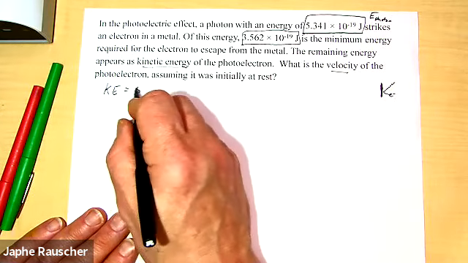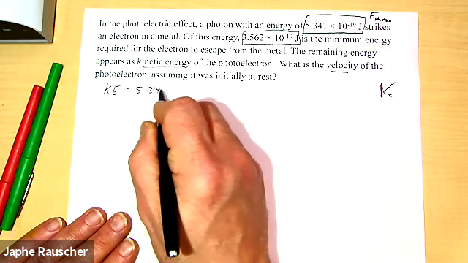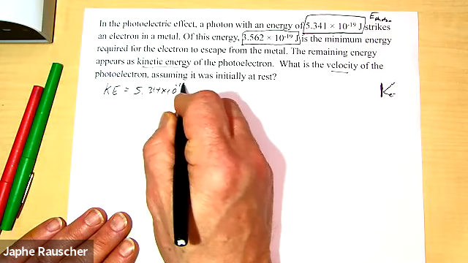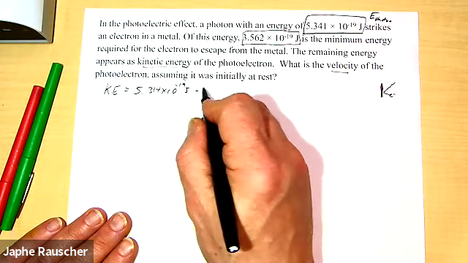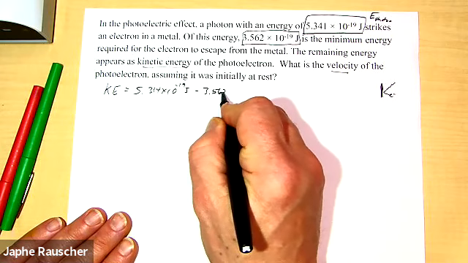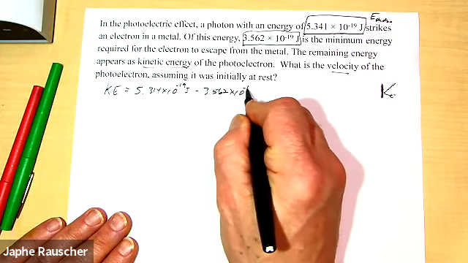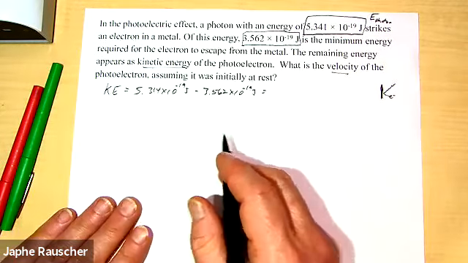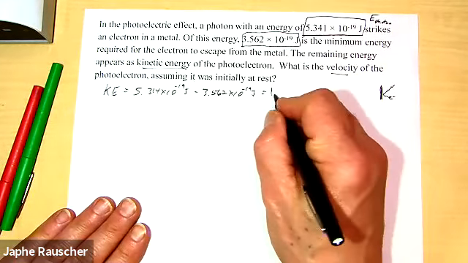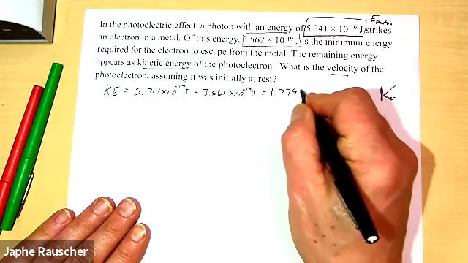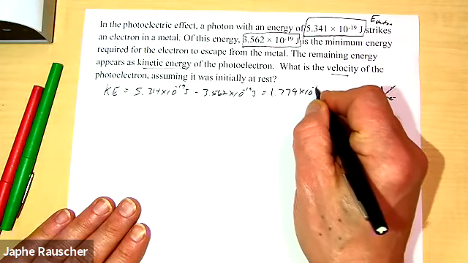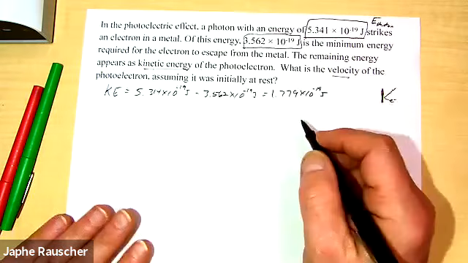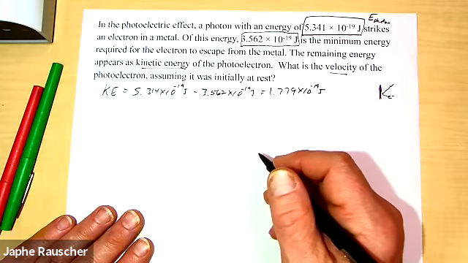So 5.341 times 10 to the negative 19 joules minus 3.562 times 10 to the negative 19 joules. And that will give us 1.779 times 10 to the negative 19 joules. So that's our kinetic energy.